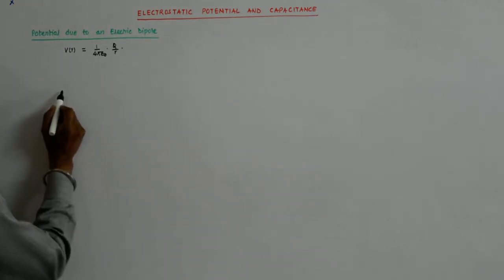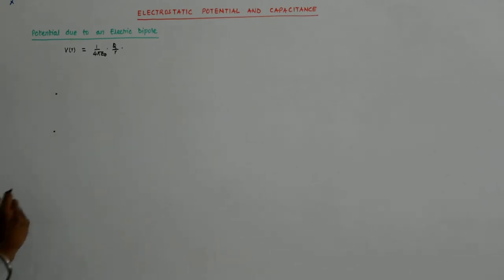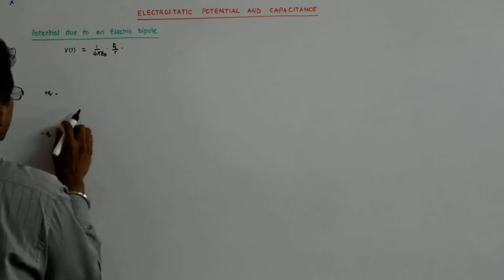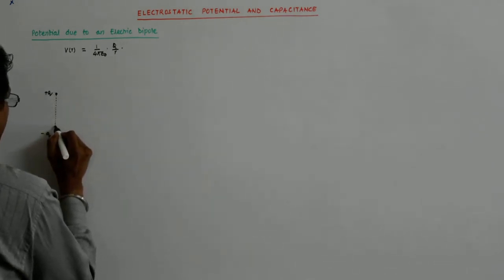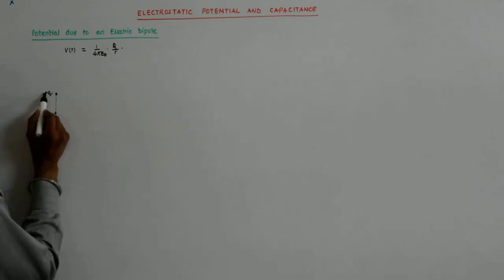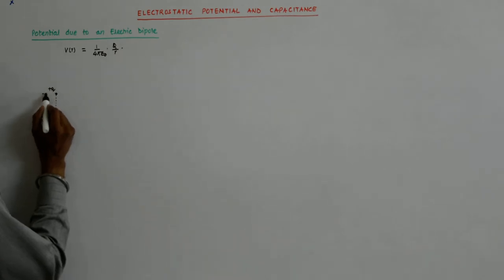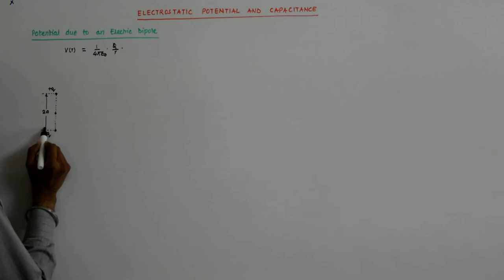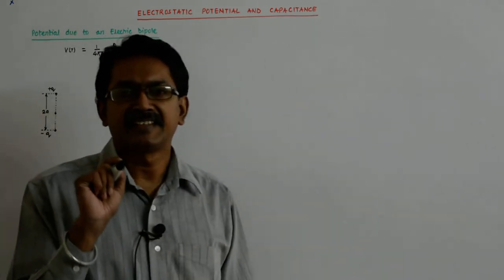Now what if we have a dipole? I have a dipole. And what's a dipole? That we did in the last chapter. It is an equal and opposite charge separated by a distance. We designate the distance as 2a. Okay? And we also discussed that all the distances will be measured from the center of the dipole, right?